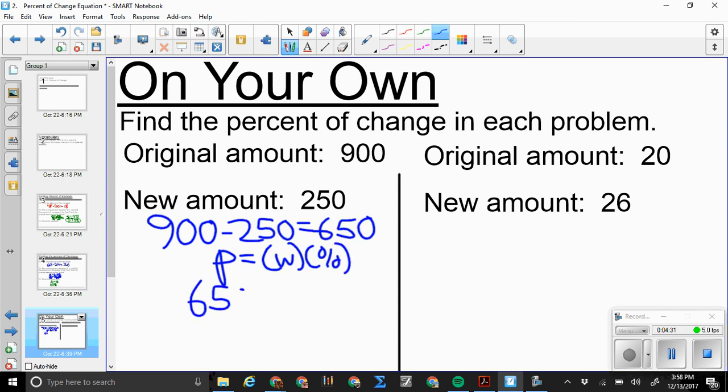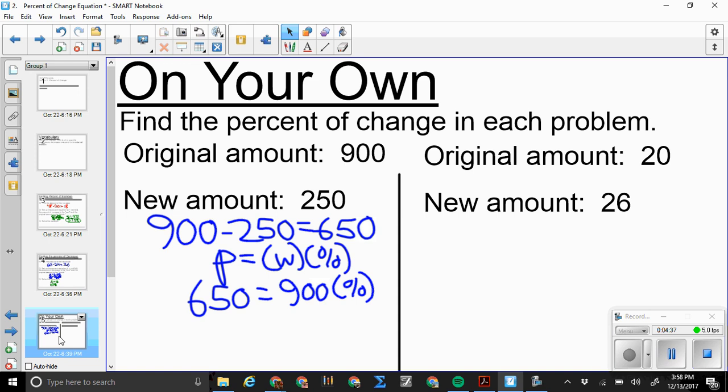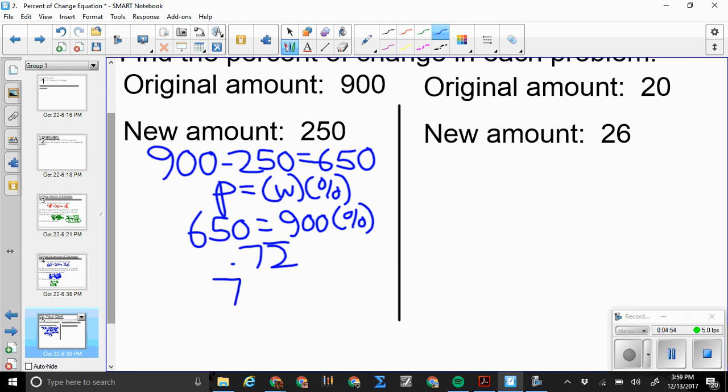650 is the amount of the decrease. The original was 900. So we solve the one-step equation. We do 650 divided by 900. And we're going to get 0.72 repeating. I'm not going to be really tough on this. If you want to round it off, you can, but that's the exact answer, 72.2 repeating.